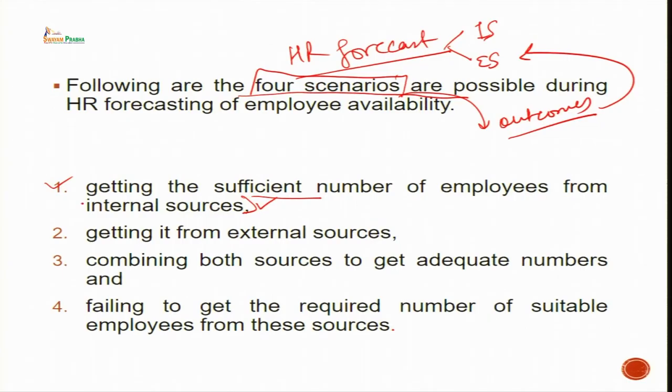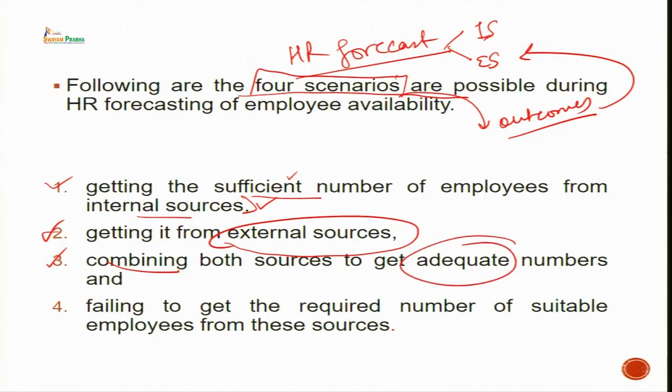The second scenario can be that we are not able to extract internal resources and we do not have a sufficient number there. Then we can get the members from external sources, which equally plays an important role, because here we are generating employment opportunities for those who are outside in society. The third scenario can be that we combine both internal and external sources to get an adequate number of employees for our organization. Now, these three are tolerable outcomes of HR forecast, and every organization strives to have either or all of these outcomes.